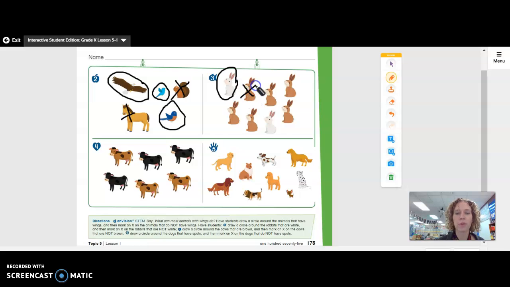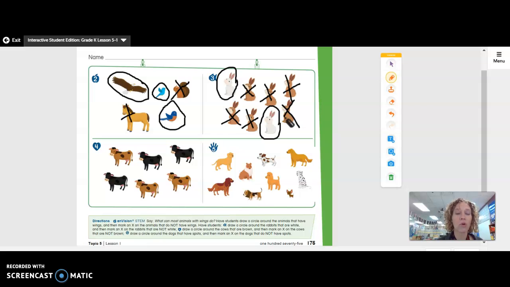How about this one? No, it's brown. How about this bunny? Nope, brown. We're going to put an X on him. How about that bunny? Yeah, brown too. A lot of brown bunnies. How about this one? Nope, not on that one. How about this one? Is this white? Nope. And how about this bunny? Yeah, that bunny is white, so we're going to circle him. Is this bunny white? No, it's not. It's brown, so we need to put an X on it.